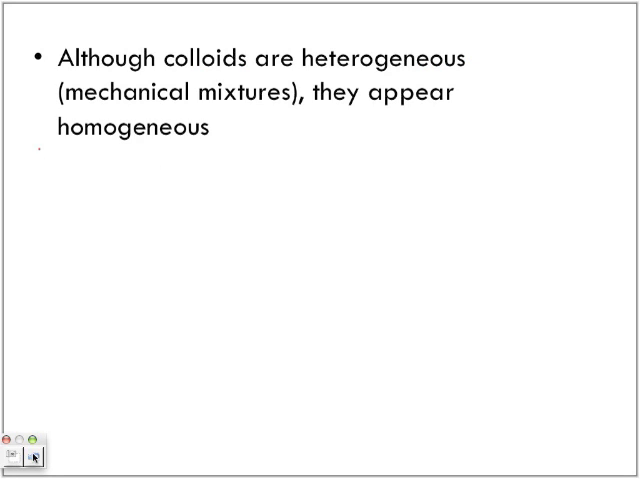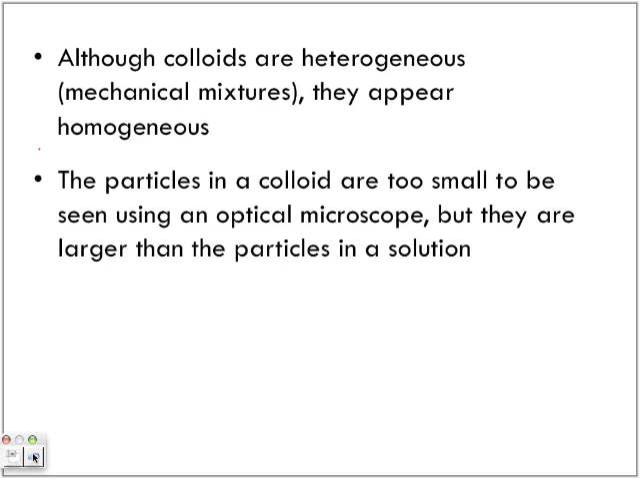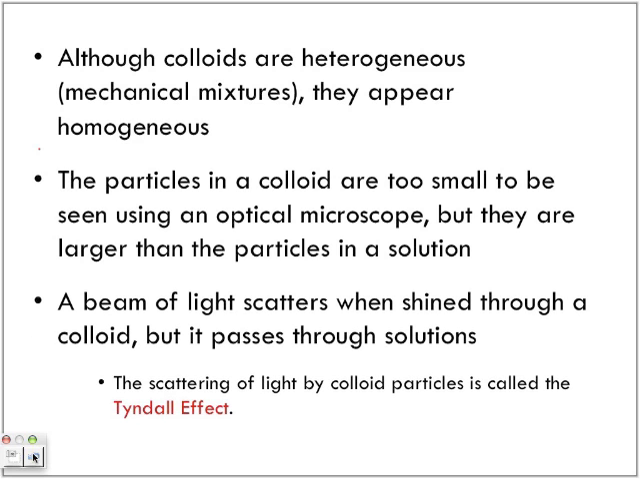Although colloids are heterogeneous, mechanical mixtures, they appear homogeneous. They're consistent throughout. That can of paint, if it's a blue paint, it's blue at the top, in the middle, at the bottom. It's the same throughout. Homogeneous, the same throughout. The particles in a colloid are too small to be seen using an optical microscope, but they are larger than the particles in a solution. So a beam of light scatters when shined through a colloid, but it passes through a solution.